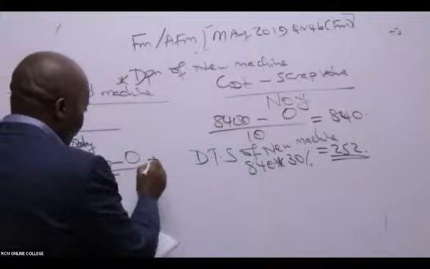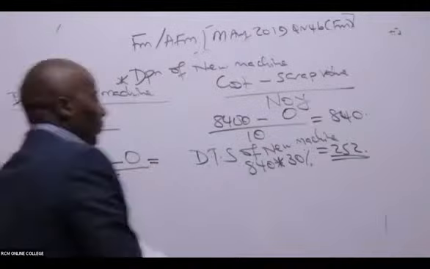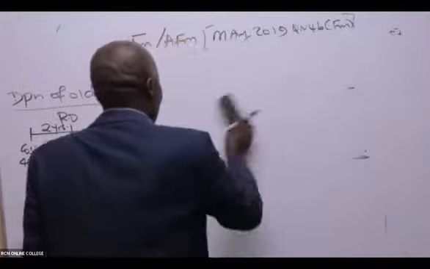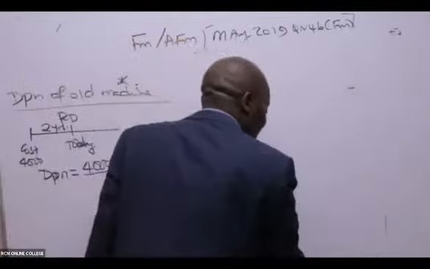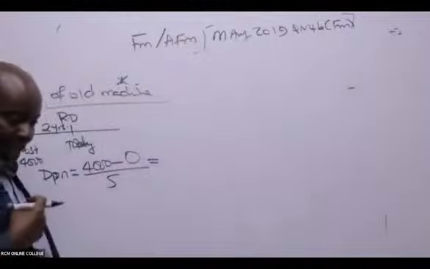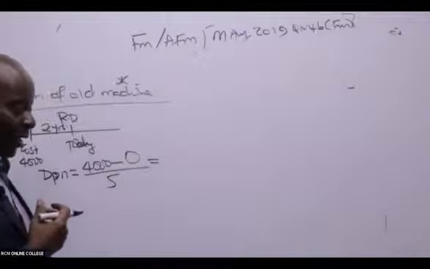Are you able to give me this depreciation per annum? Initially, it was 5 years. Depreciation per annum. 800.